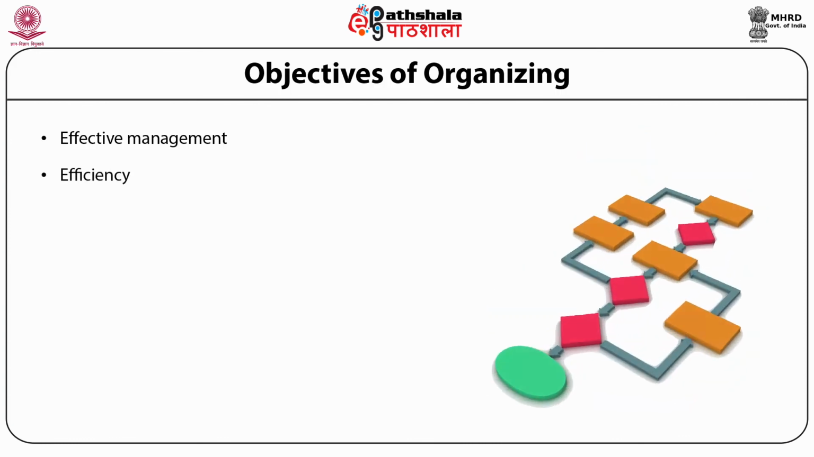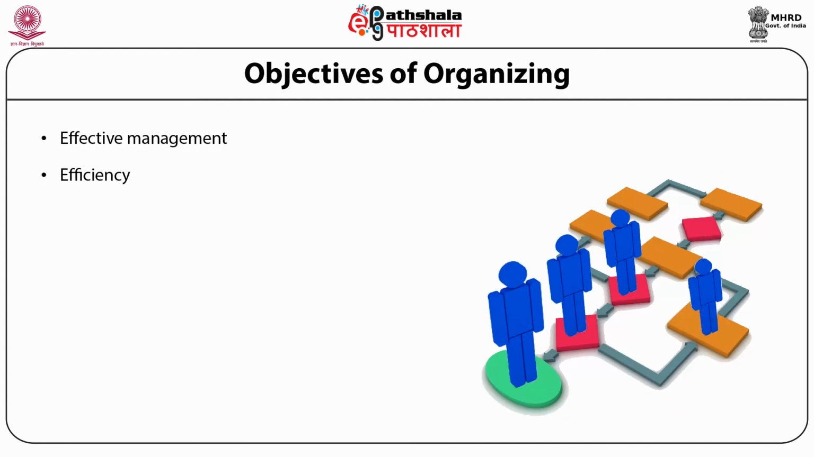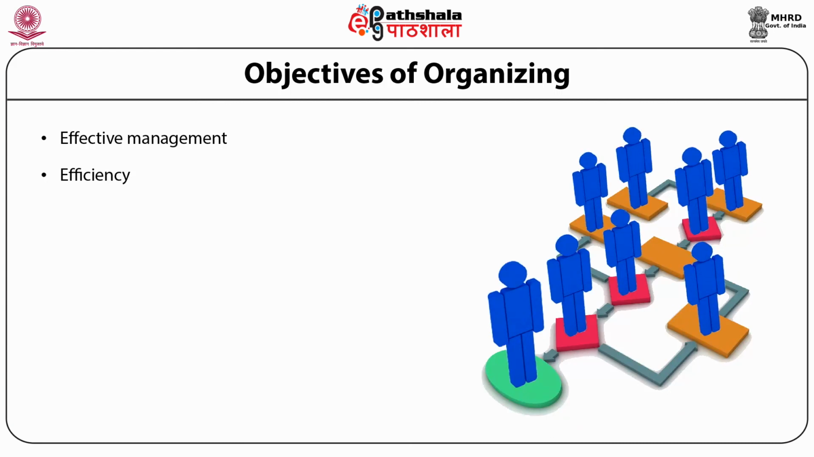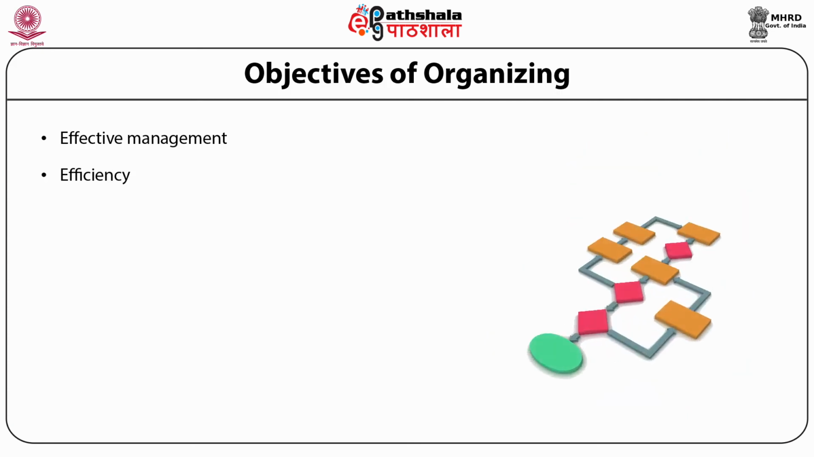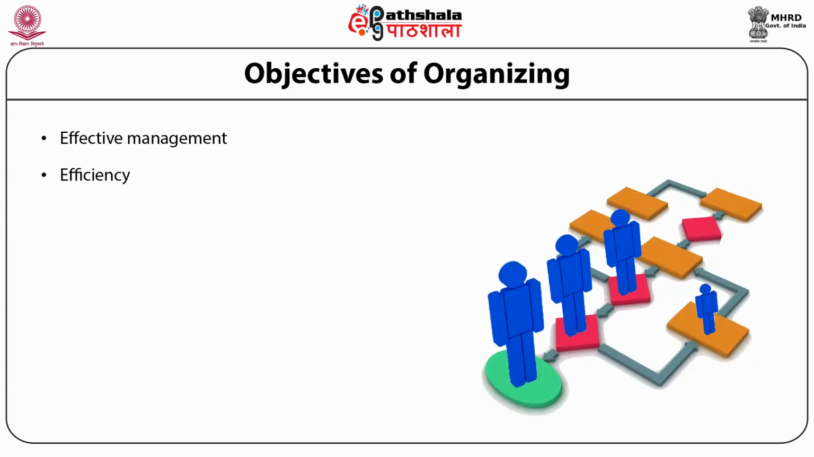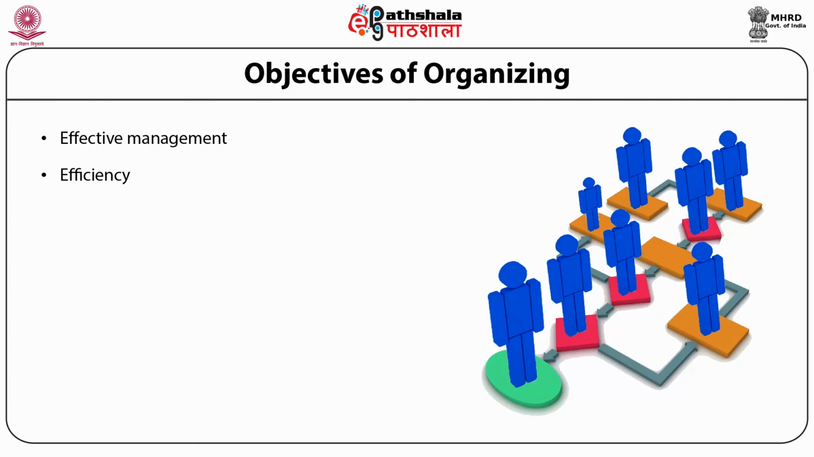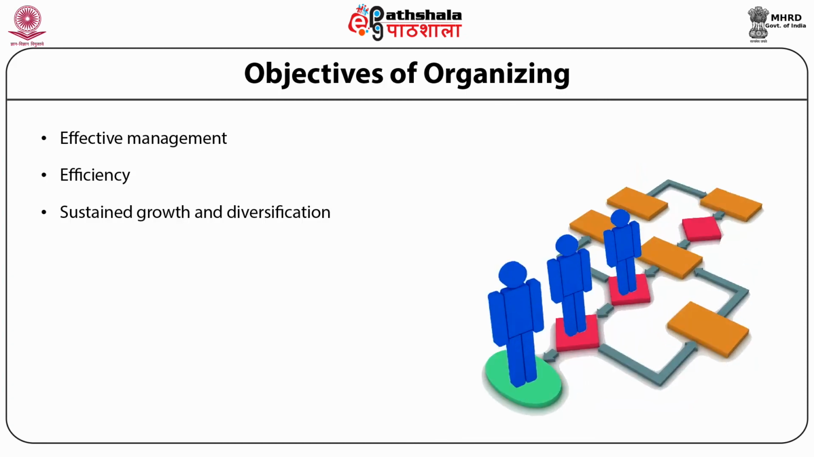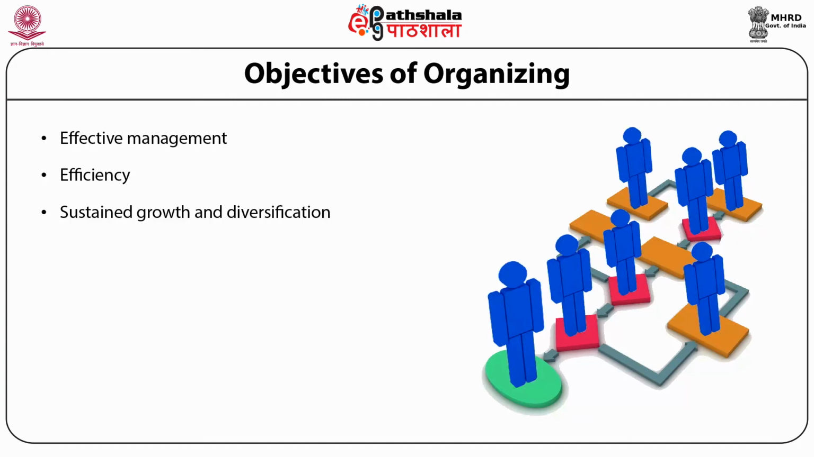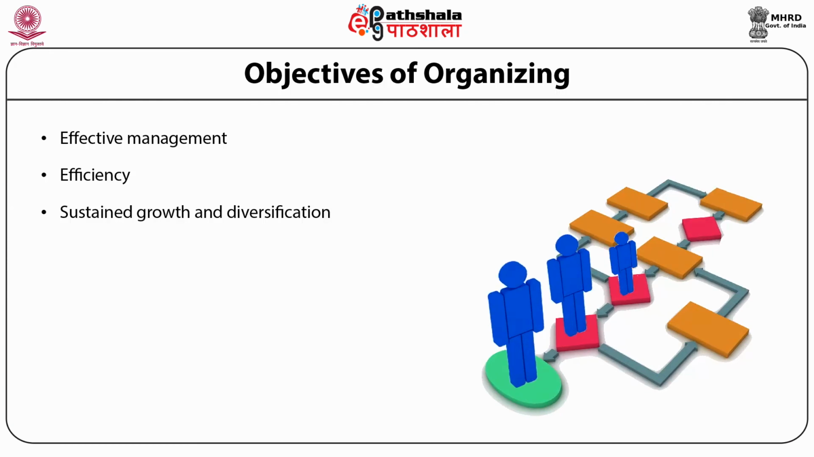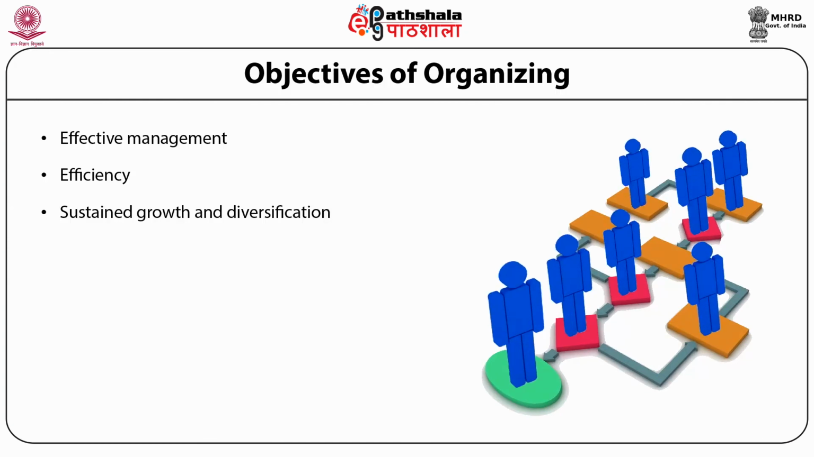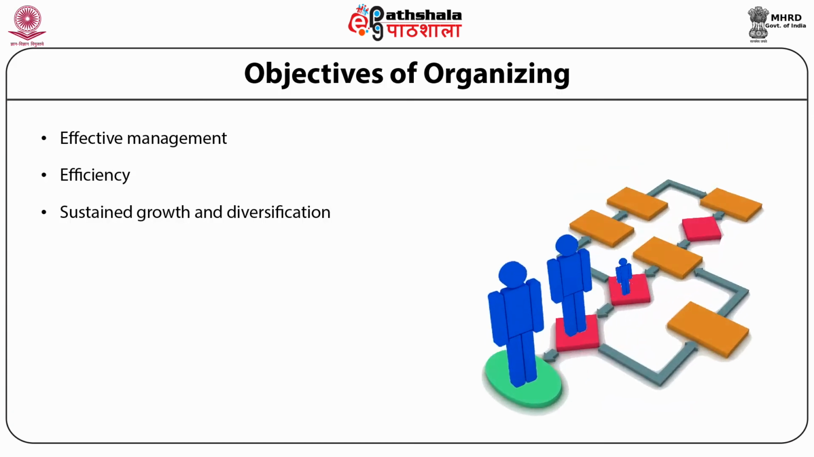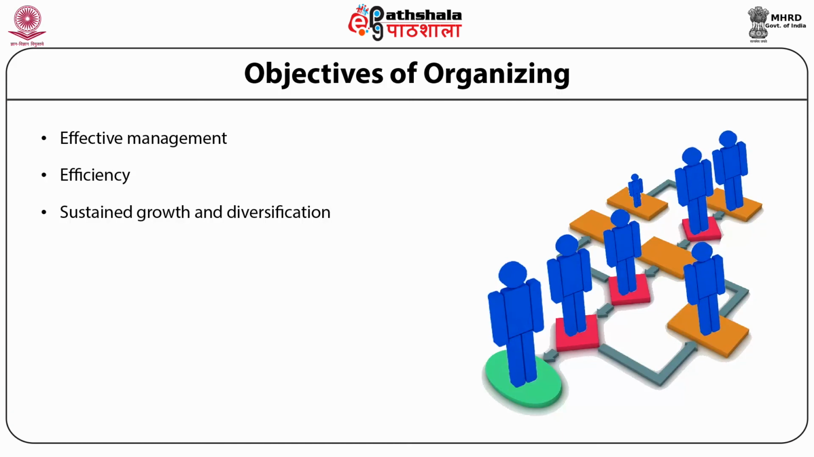Second is efficiency. Organization clearly defines the activities to be performed at each level. This reduces confusion in the roles and responsibilities and thus brings efficiency in the operations. Third is sustained growth and diversification. Organization plays an important role in the growth of the enterprise by clarifying the role positions to the managers. It coordinates the activities and establishes authority and responsibility. It is the organization structure which facilitates division of work and thus leads to growth and diversification.